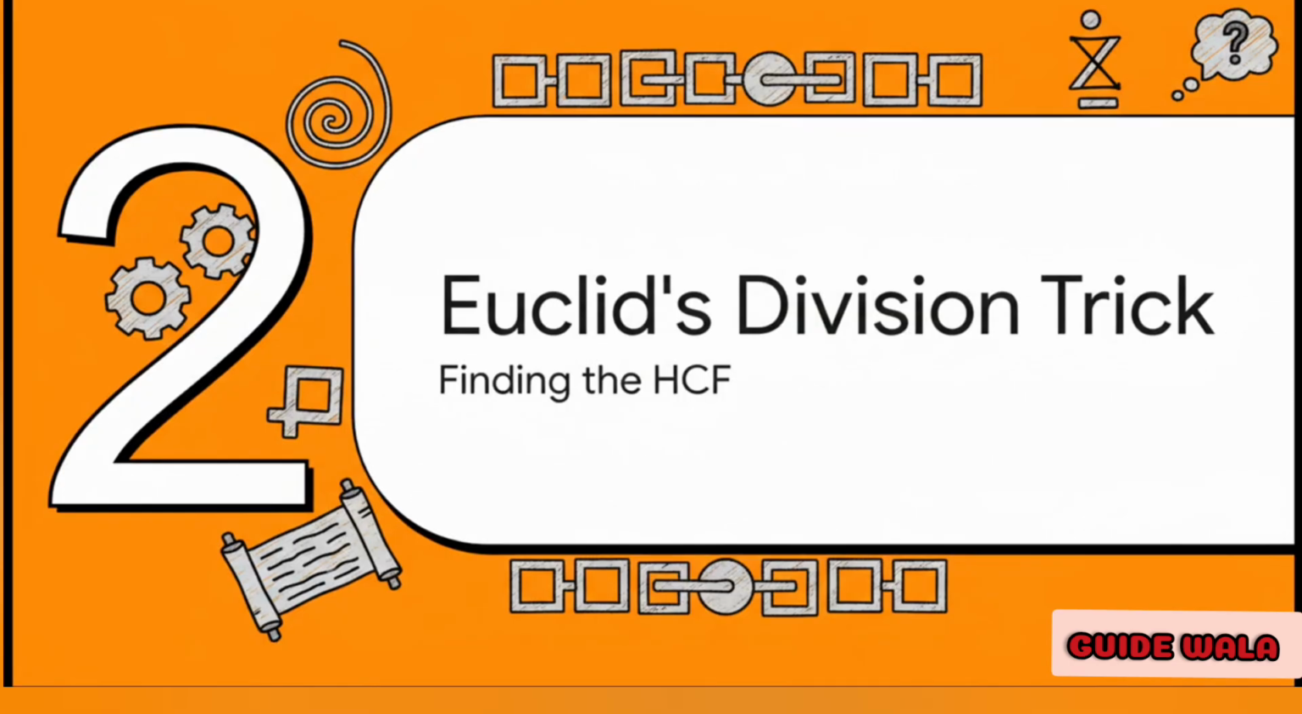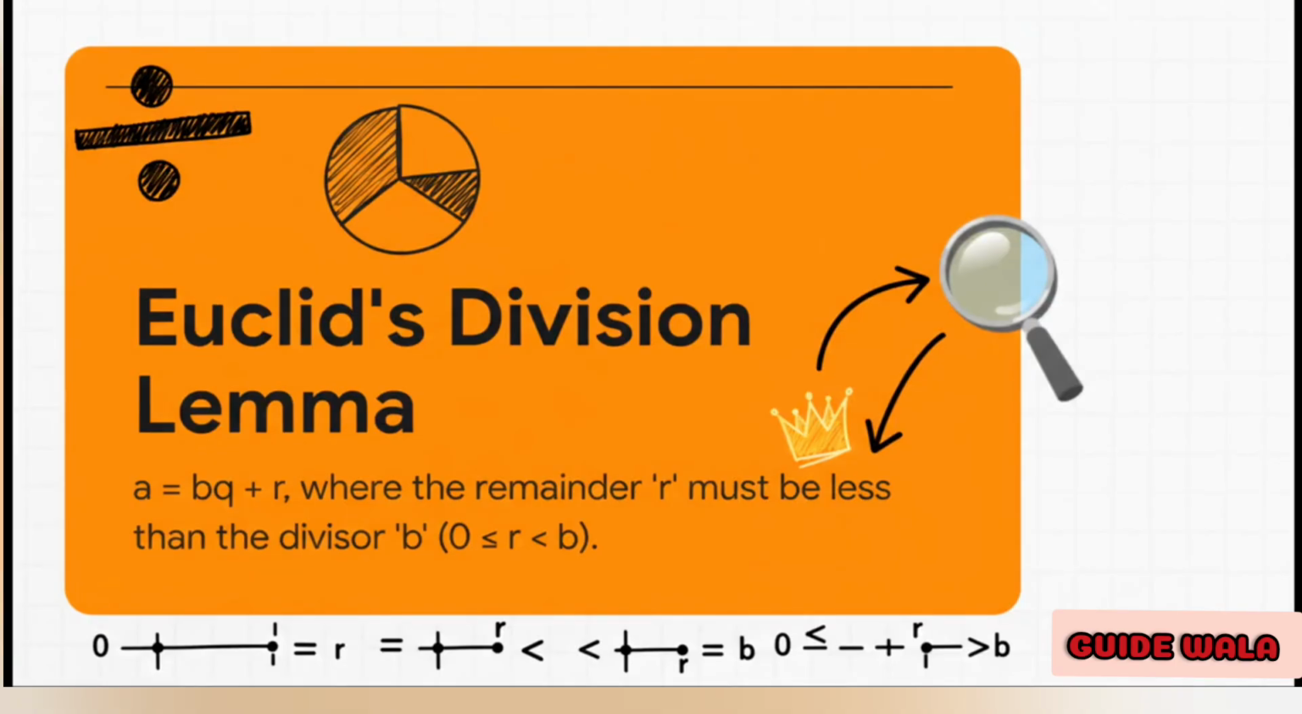All right, tool number 1. This is a big one. It's called Euclid's division lemma, but you can just think of it as a really smart division trick. Let's see how it works. Now, this might look complicated, but it's not, I promise. It's basically just a fancy way of writing down long division. But here's the secret, the part you absolutely have to remember. That remainder r must always be less than the divisor b. That little detail is the key to the whole thing.